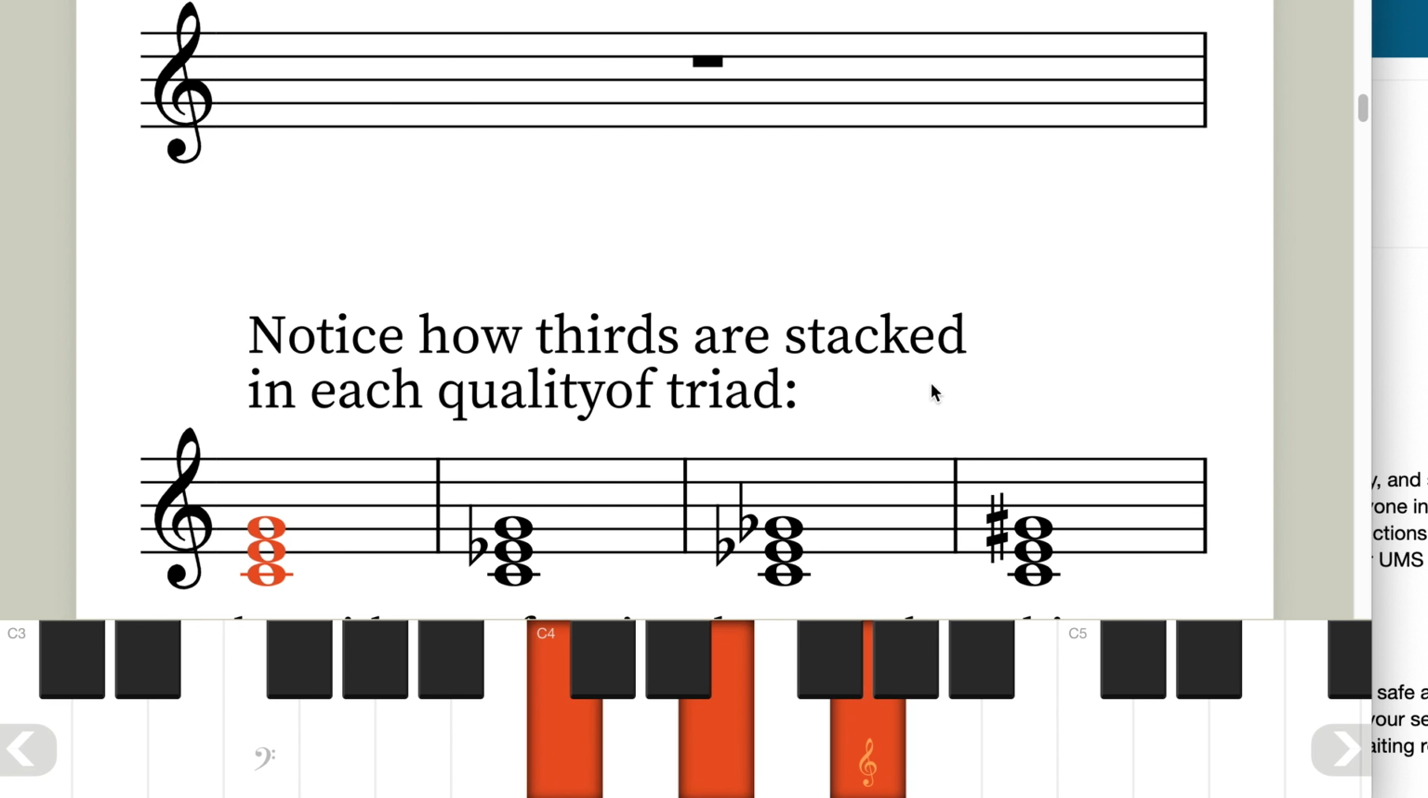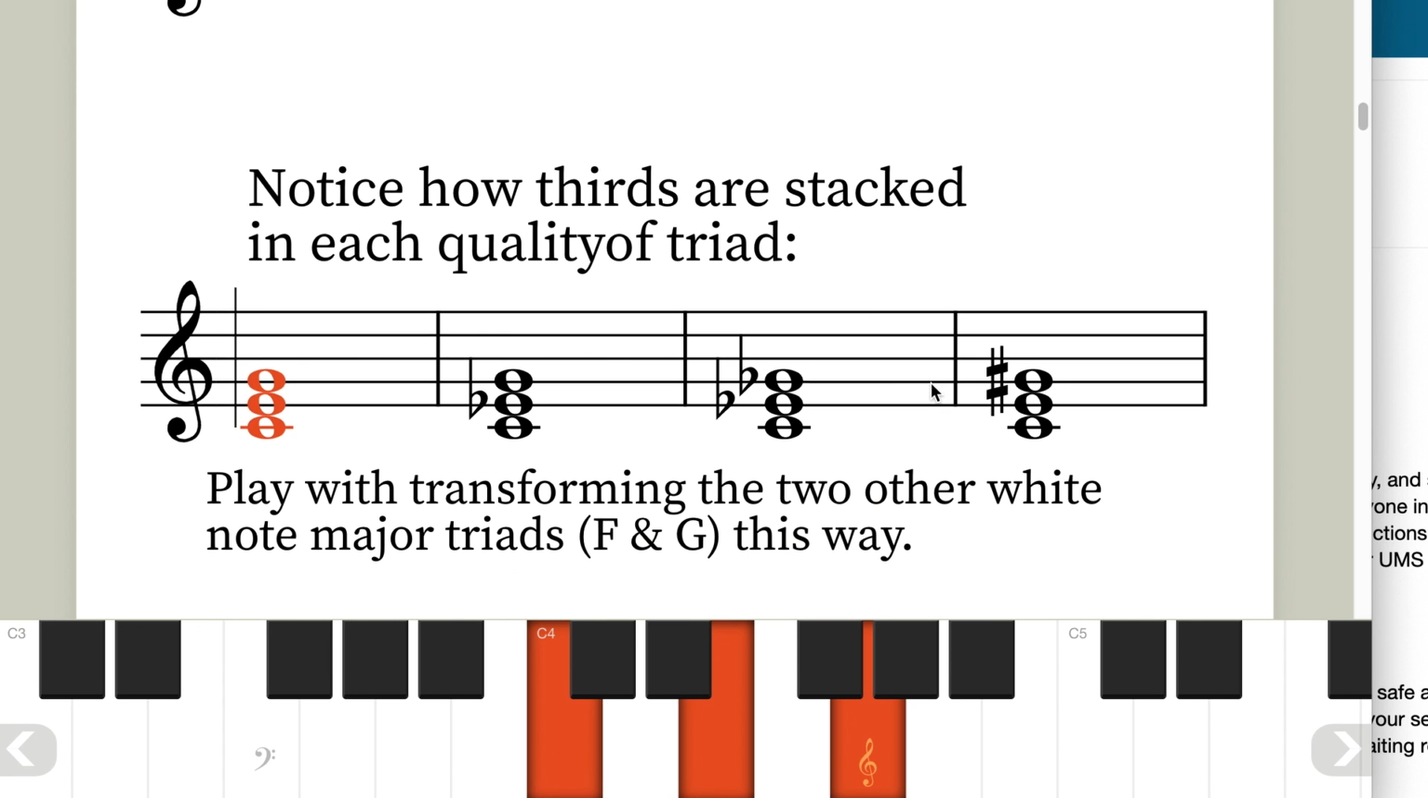Oh yes. So notice how the thirds are stacked in each quality of the triads, right? So we've got a C major, which is a major third and a minor third. We've got a C minor, which is a minor third and a major third. We've got a minor third and a minor third for diminished. And then we've got a major third and a major third. There are no other combinations of 2 thirds that you could come up with. Okay, now, so that's all starting on C. C major, C minor, C diminished, C augmented. And that pattern repeats if you start on F and on G.